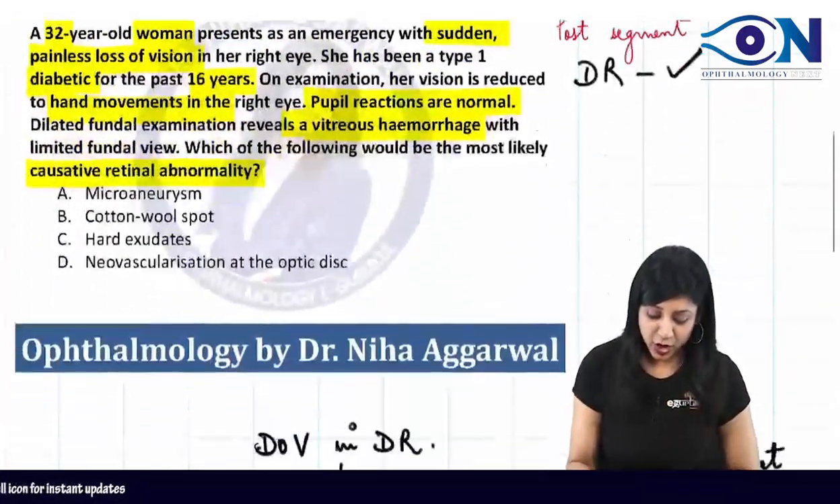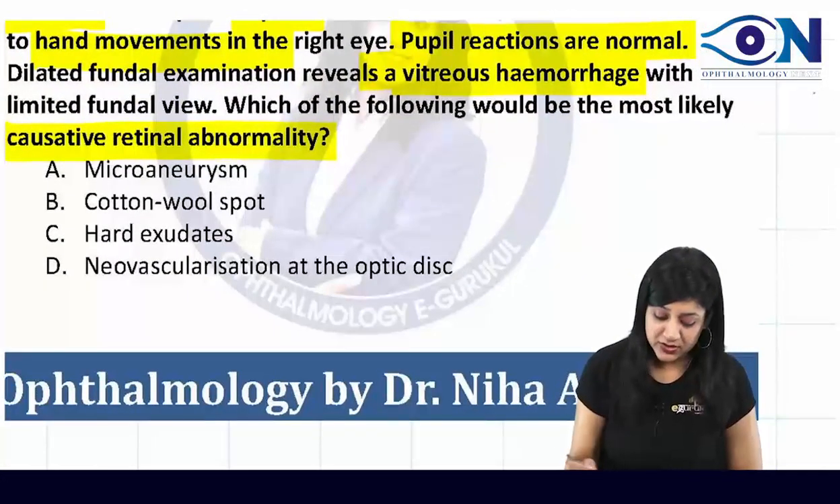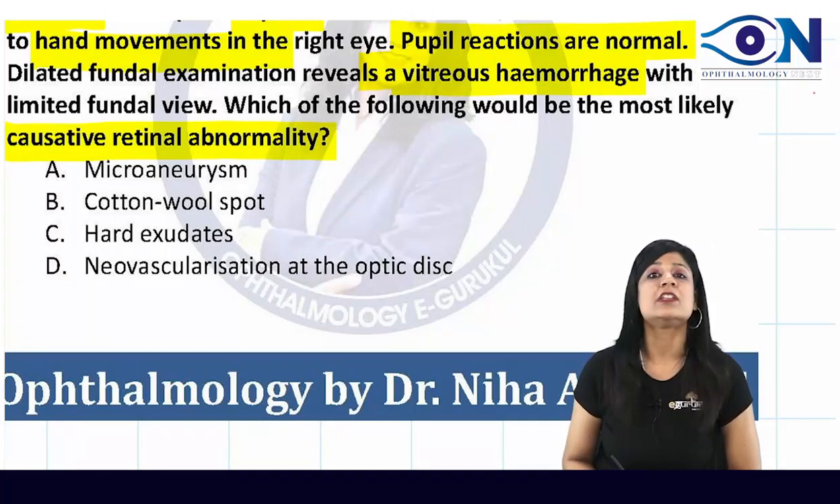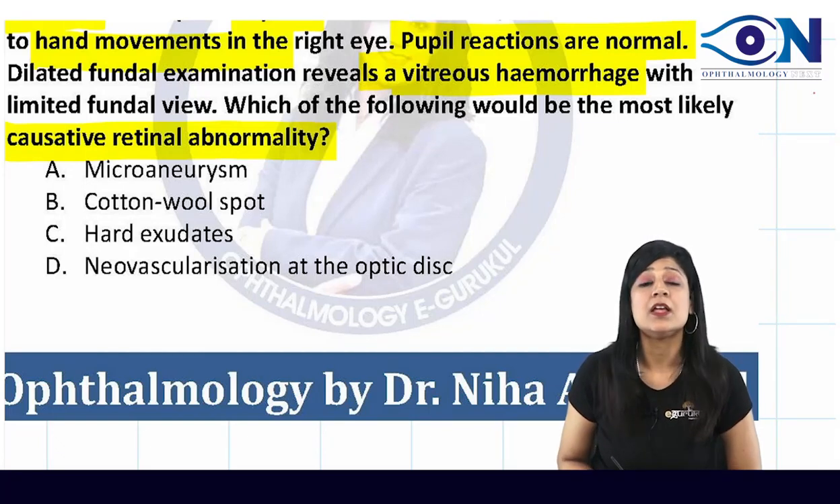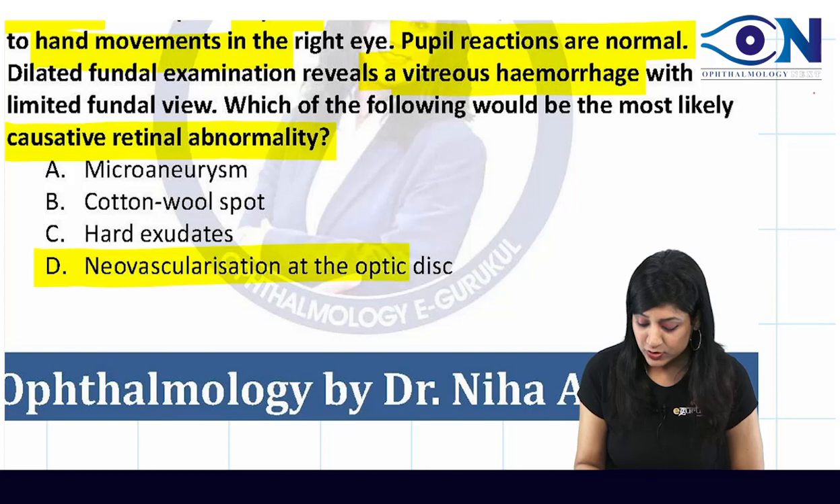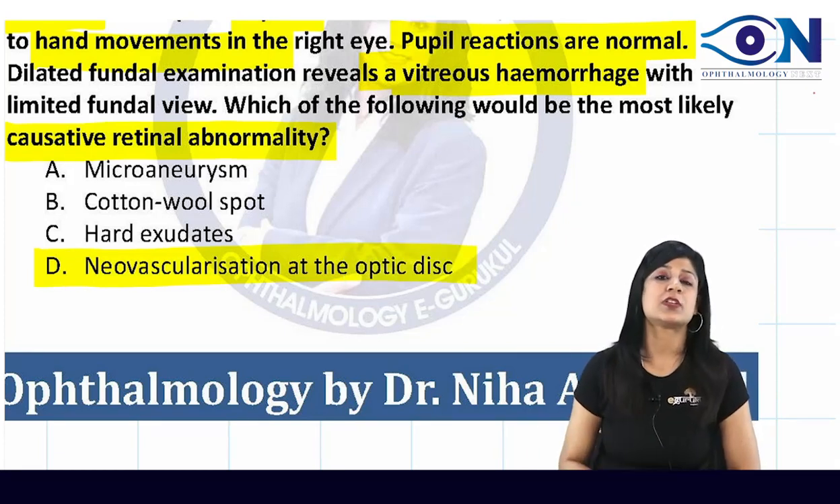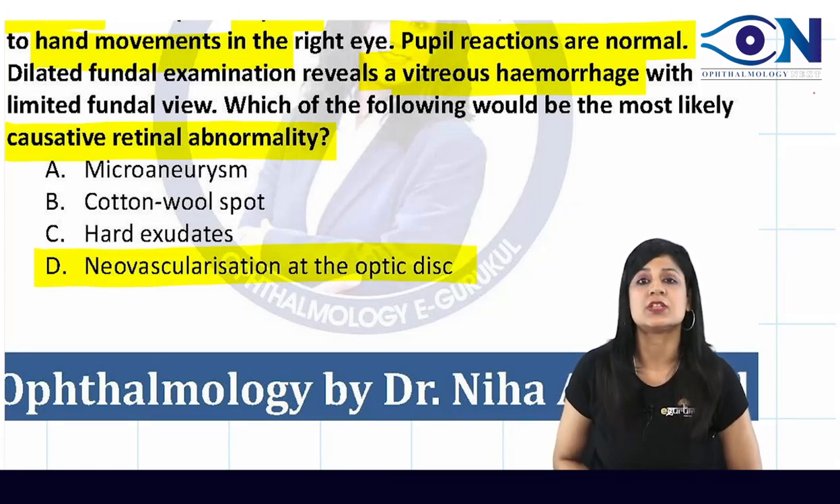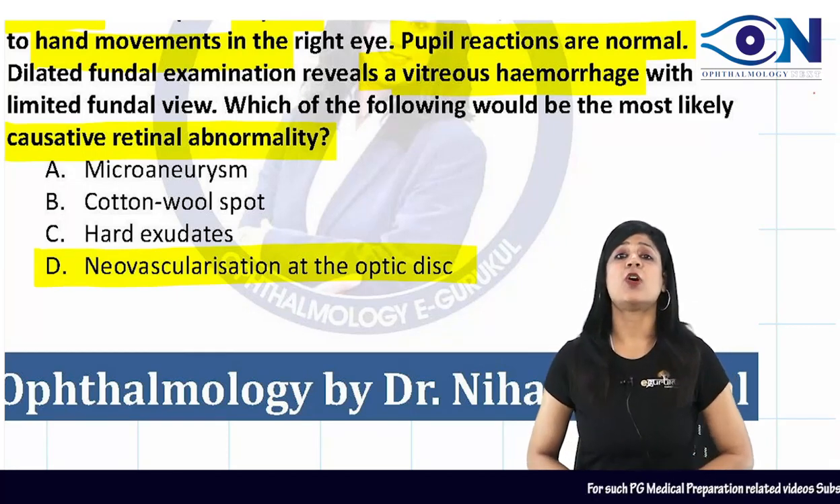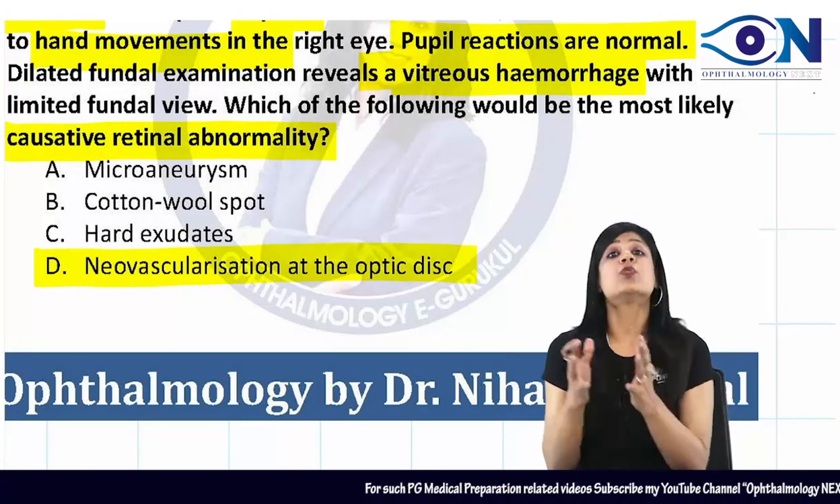The options are microaneurysms, cotton wool spots, hard exudates, or neovascularization at the optic disc. So what is the best probable thing for PDR? It is actually the neovascularization, and simple. The answer to this question will be neovascularization at the optic disc. So I hope you have understood the question, and also the approach, how to go about it.